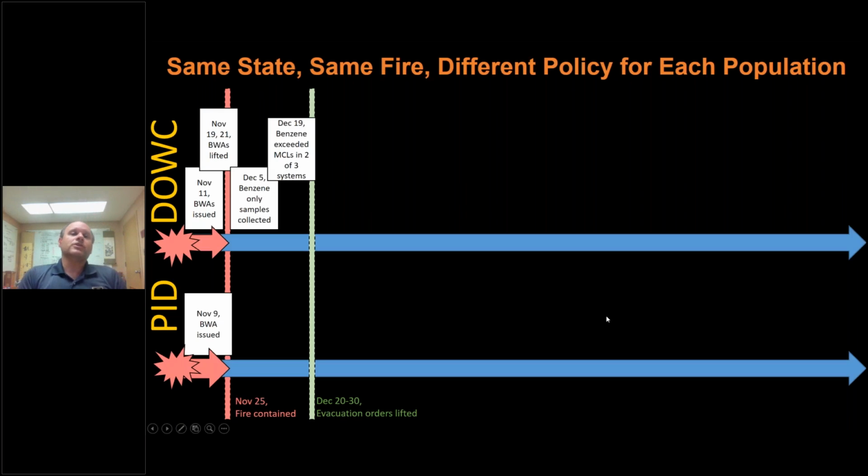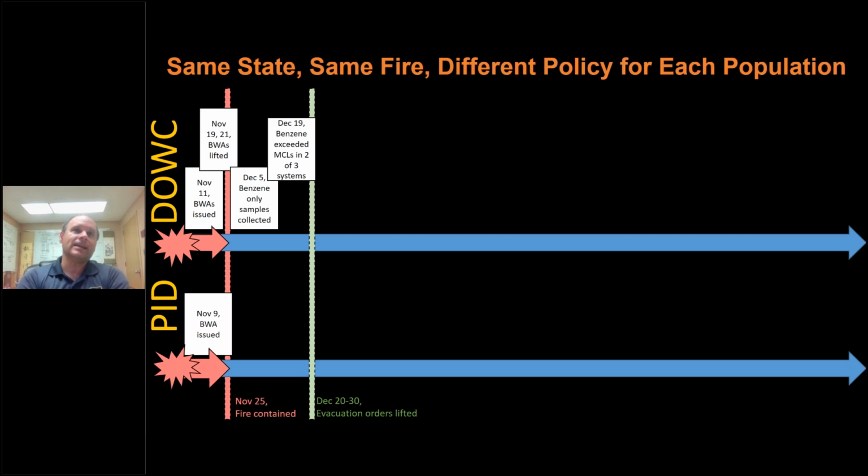So one of the issues we learned in 2017 and 2018, especially after the Camp Fire, is that the decisions and the guidance that government agencies make are very important. So after the Camp Fire, what we found was that the government agencies, the state agencies, for example, were dealing with different utilities differently.